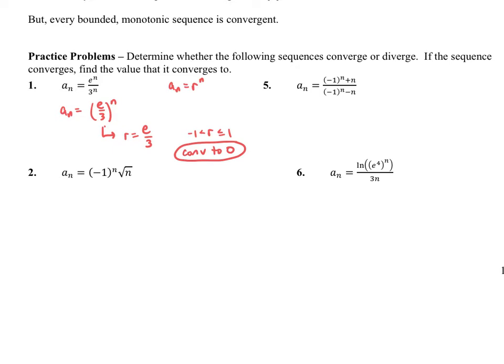Okay, with number 2, we have an alternator. Remember, we talked about that in the video. The -1 to the power of n is an alternator. So the first thing I would think about doing here would be taking the limit as n goes to infinity of the absolute value, so that I can eliminate the alternator and simply look at the limit as n goes to infinity of the square root of n. Now, obviously, this limit is infinity.